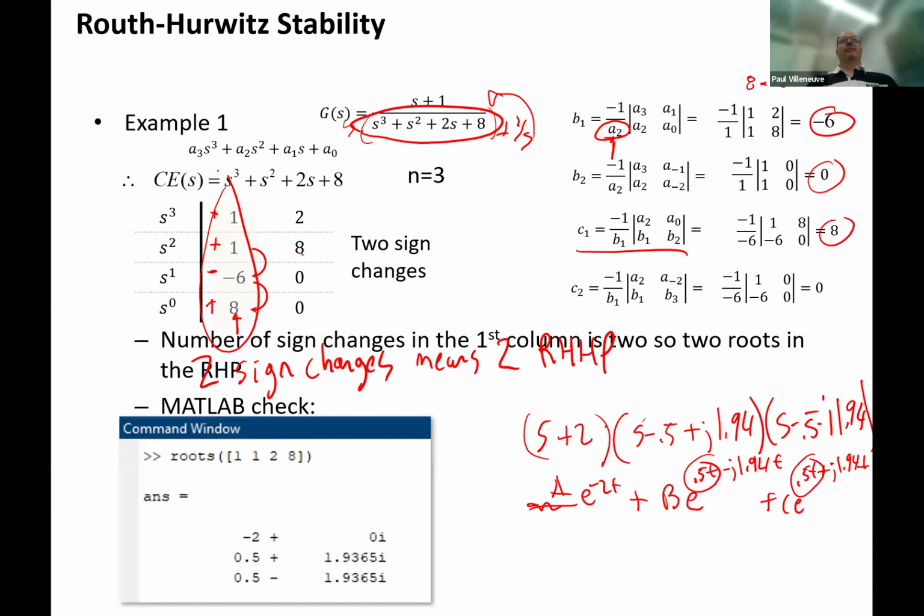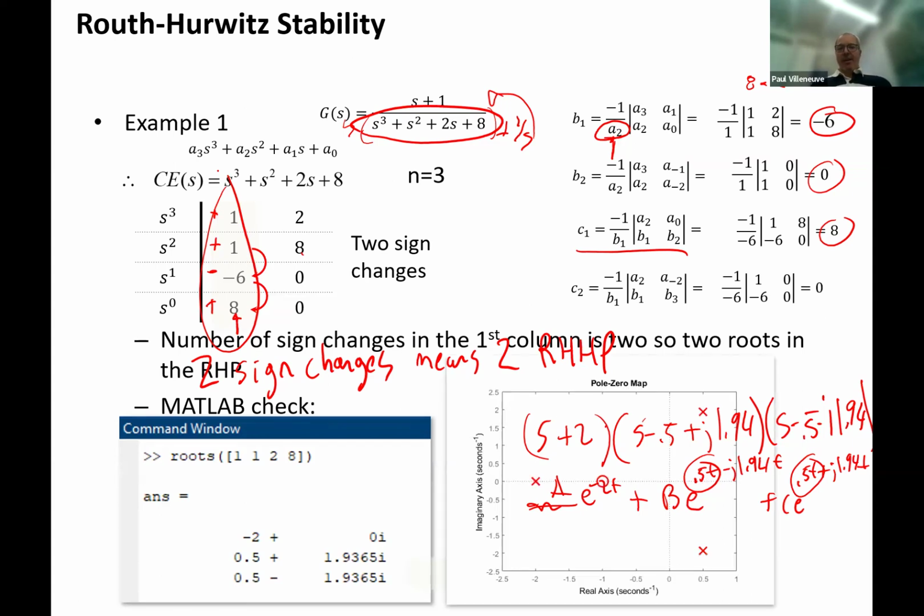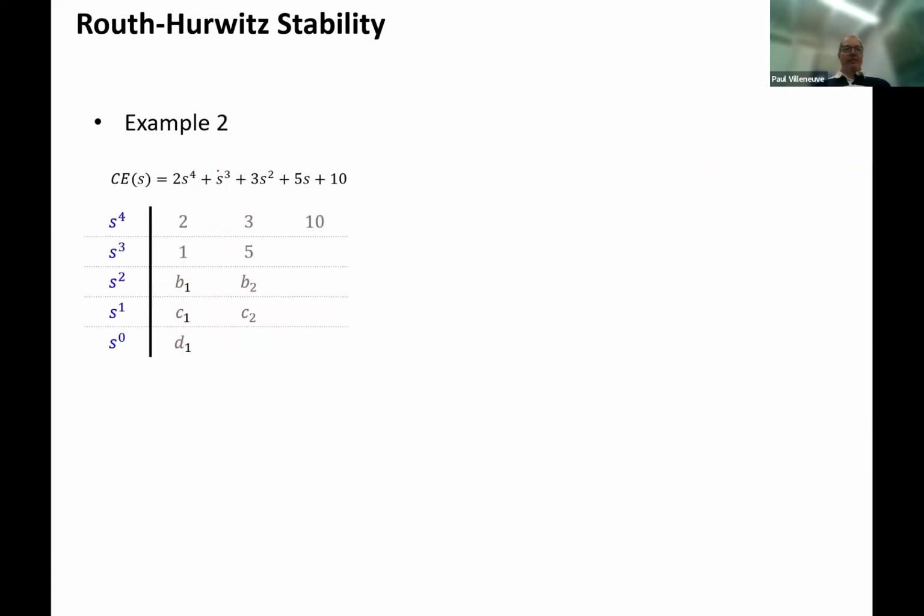If there are no sign changes, then they're all in the left-hand half plane. There are some special conditions where we may have some on the j omega axis, and we'll see that in a bit. Oh, I included the pole-zero map, so you shouldn't have done that extra step. All right, 5 minutes, your turn.